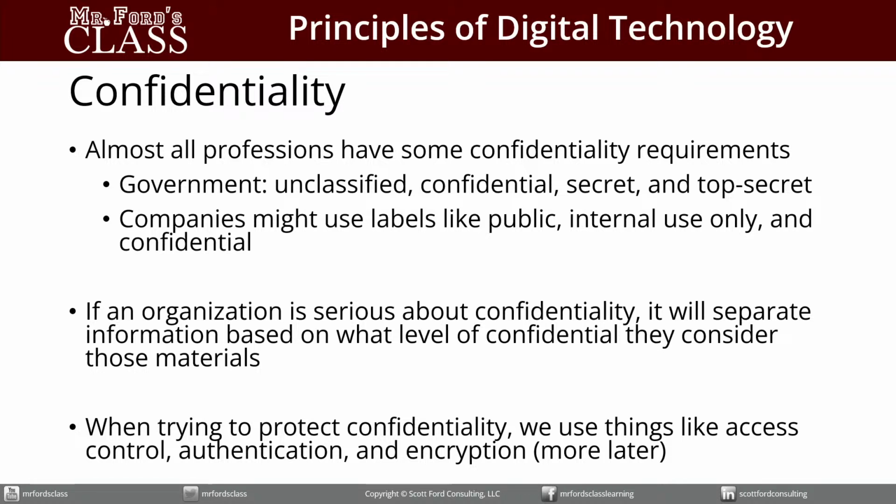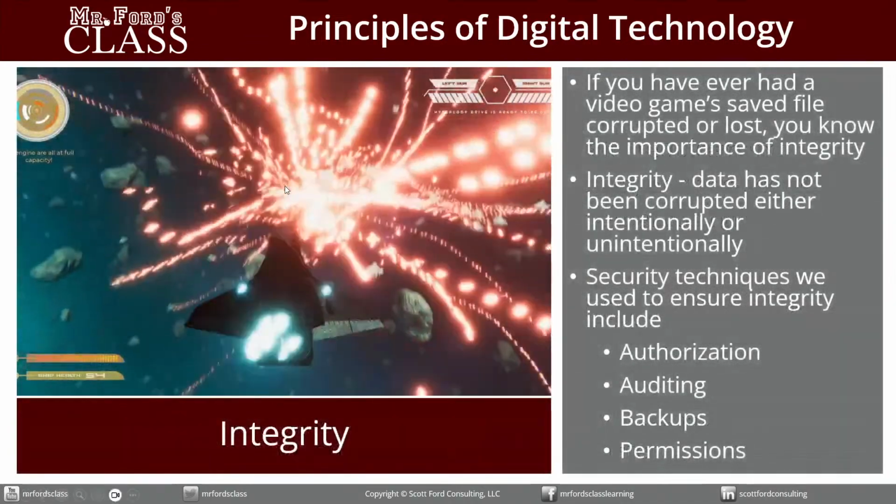So, if an organization is serious about confidentiality, it will separate information based on what level of confidentiality they considered those materials. And when trying to protect confidentiality, we use things like access control, authentication, and encryption, all concepts that we will cover in greater detail.